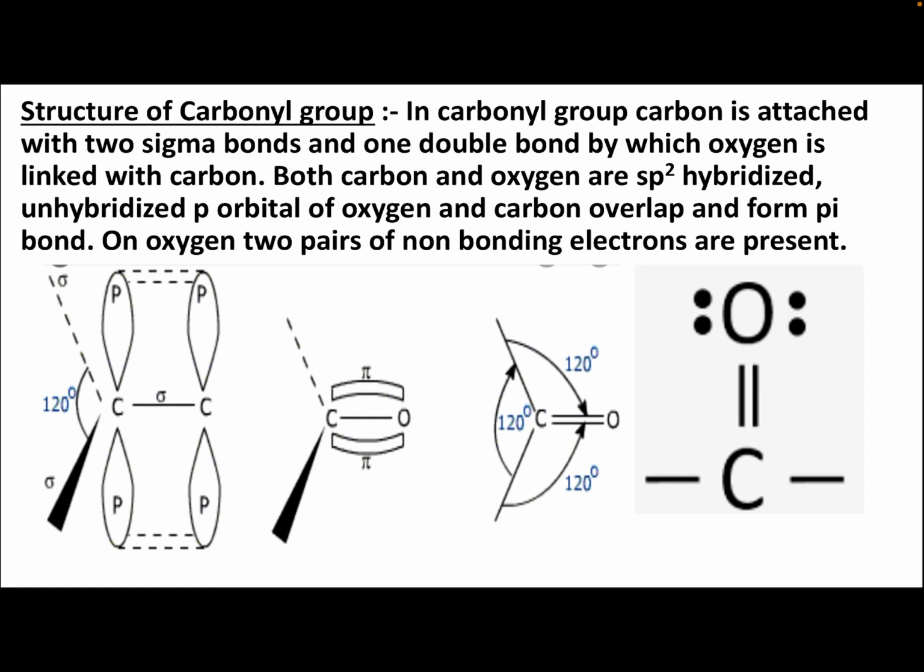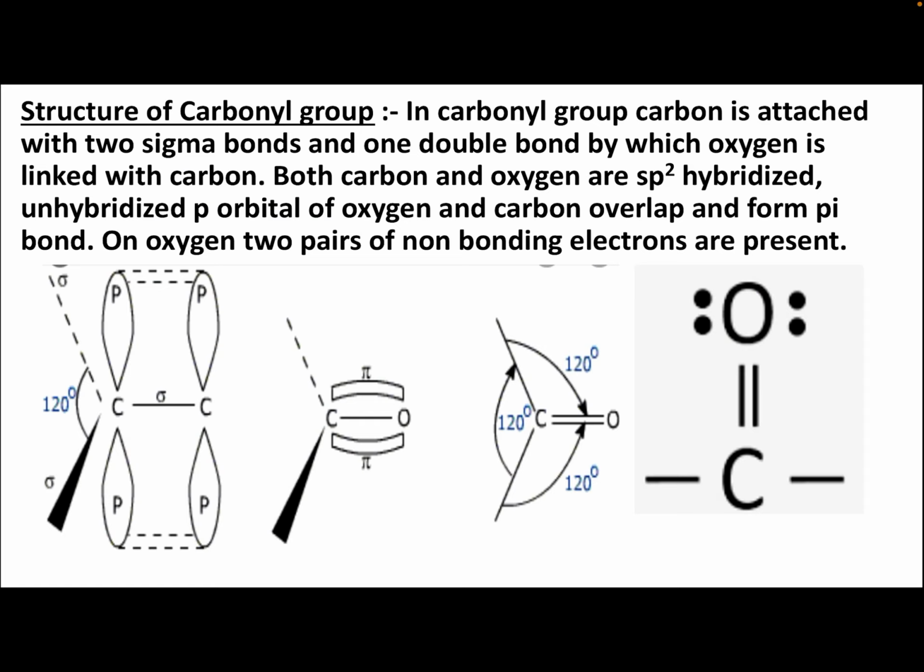Structure of the carbonyl group. In the carbonyl group, carbon is attached with two sigma bonds and one double bond by which oxygen is linked with carbon. Both carbon and oxygen are sp2 hybridized. The unhybridized p orbitals of oxygen and carbon overlap and form a pi bond. On oxygen, two pairs of non-bonding electrons are present.